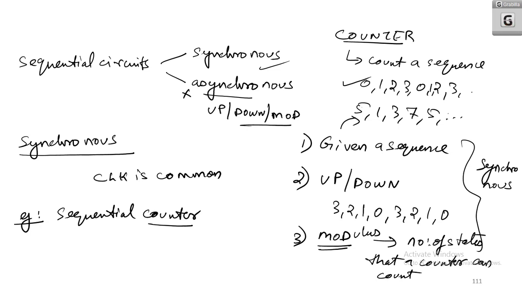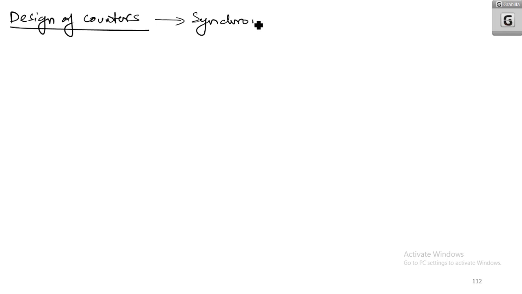So a counter is a basic building block of a sequential circuit, or you can say it is an example of a sequential circuit. Now coming into design of counter, there are steps that need to be followed. Here I am going to deal with the synchronous counter. The asynchronous counter I will do after explaining the synchronous counter and some problems.